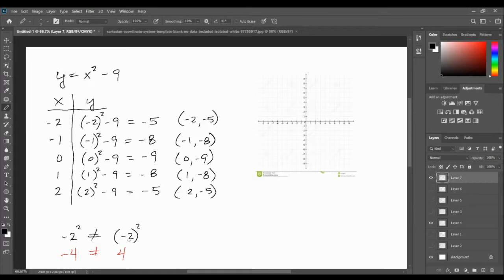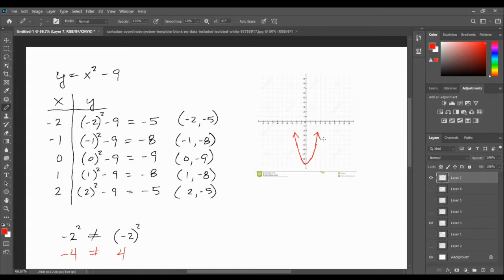All right, so now I can go ahead and plot these points. We've got -2, -5 is right here. -1, -8 is down here. 0, -9. 1, -8, and 2, -5. So you can see this is clearly not a line. But we can plot those, we can graph them, and it's a parabola that opens up that crosses the y-axis at -9.